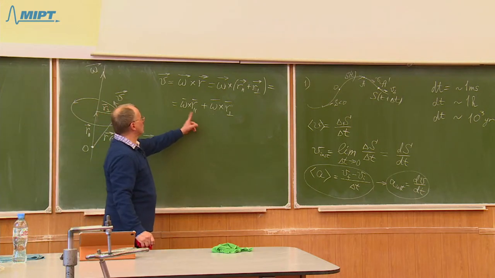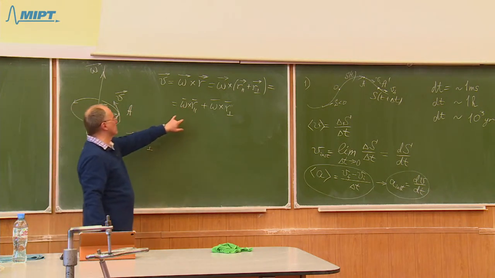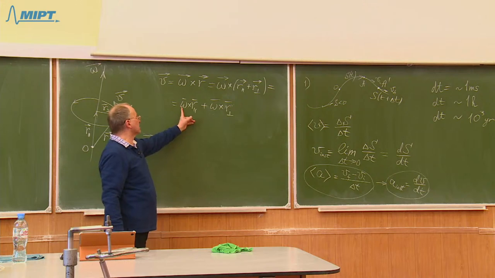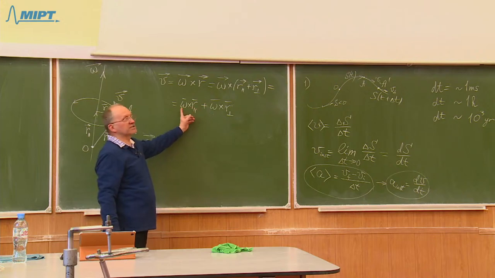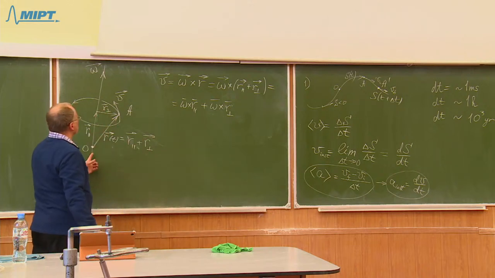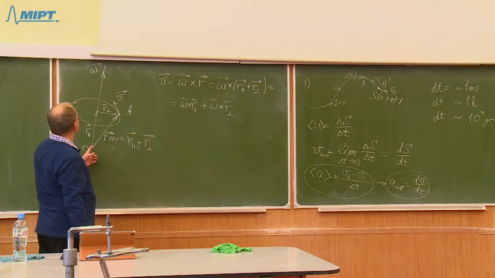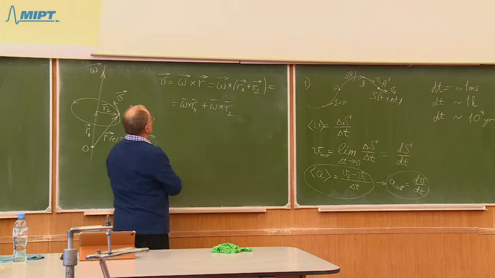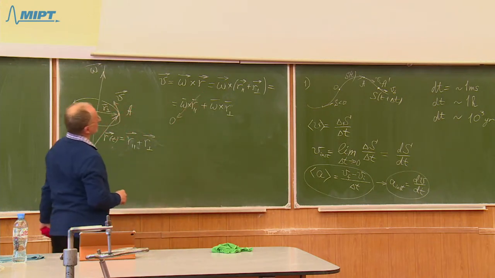If we consider the first term in this formula, omega multiplied by a vector parallel to omega. What do you remember? What is the expression for a vector product? The magnitude of this vector from mathematics is equal to the length of the first vector times the length of the second, times the sine of the angle between these two vectors. And the sine of the angle here is zero, because the r parallel vector is directed along omega. Therefore, this first term is zero.